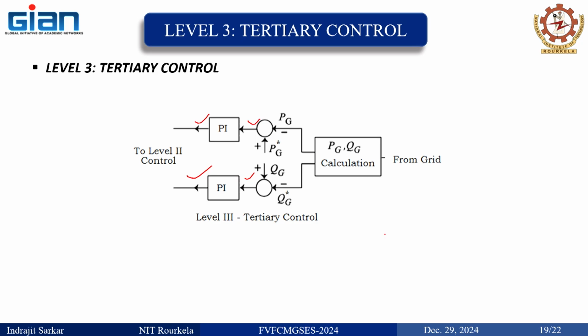So the lower level is the fastest one, the upper one is slower, and the slowest one is the level 3 control. Level 3 control, based on active power and reactive power references, sets references for frequency and voltage for the AC microgrid. It sets reference voltage and frequency for the lower level, which is level 2. Level 2 checks whether this voltage and frequency set by tertiary control are tracked or not.